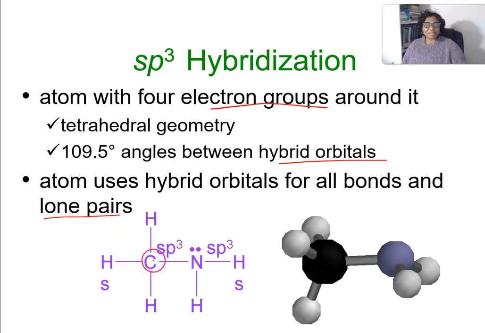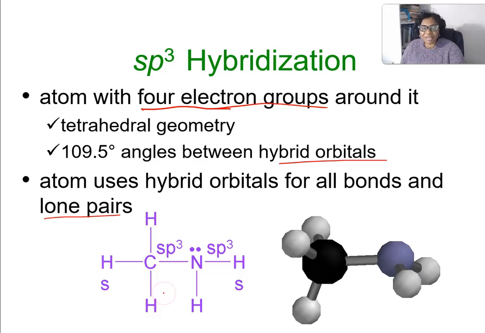So in this case, this carbon, you see 1, 2, 3, 4. This is sp3 hybridization. Hydrogen has just s. Then look at this nitrogen. This nitrogen too has 1, 2, 3, 4, so it's sp3 hybridization, because it has 4 electron groups around its central atom. So this is sp3 and this is sp3.